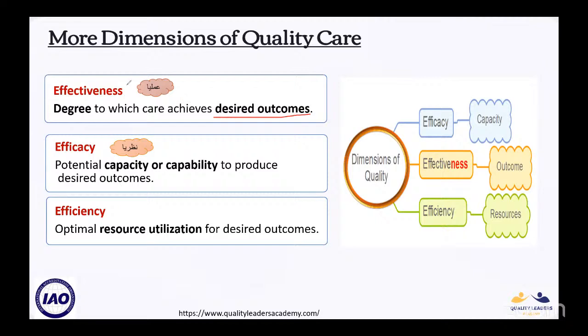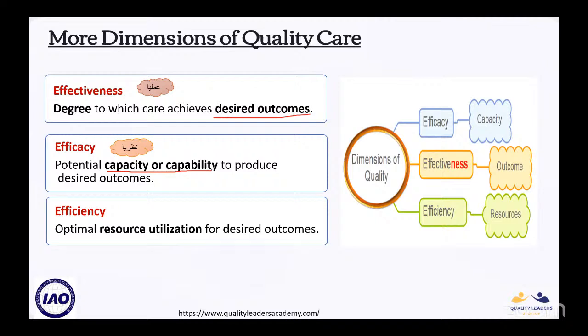Now coming to efficacy. Efficacy is potential capacity or capability to produce desired outcomes. Here, the keyword is capacity or capability. So this might confuse you. Most people get confused between effectiveness and efficacy, but there's a crucial difference. Now, think efficacy. Efficacy is about potential. What could happen under ideal conditions? Again, efficacy is about potential under ideal conditions, whereas effectiveness is about what actually happens in real world practice.